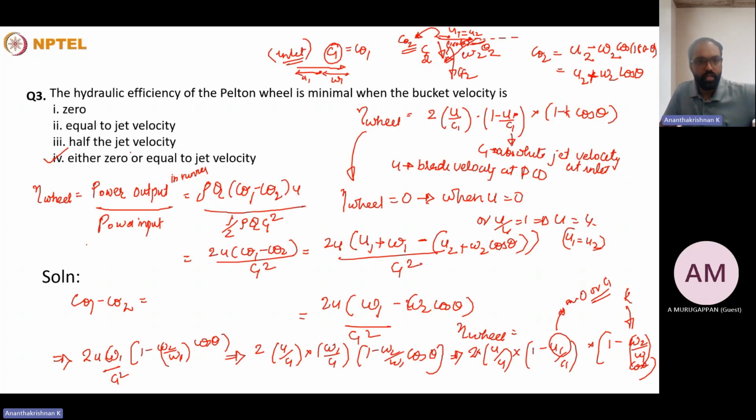Right. So yes, in the running condition, we could say that when the bucket velocity is equal to the jet velocity, the hydraulic efficiency will become minimal. That is equal to 0. You are right. Thank you.